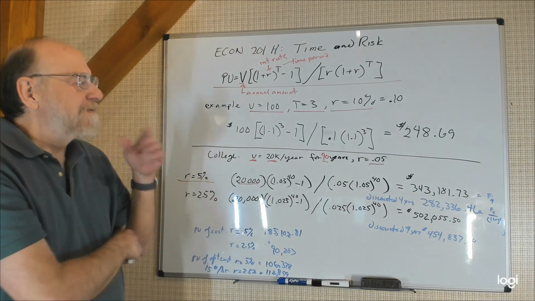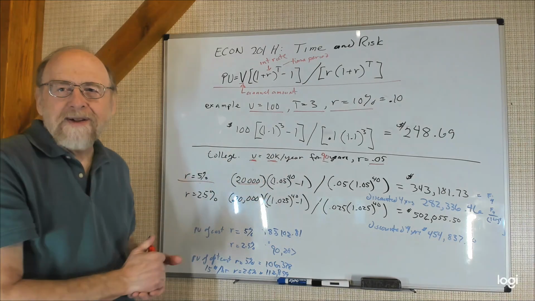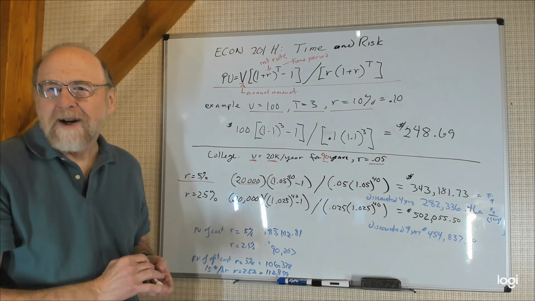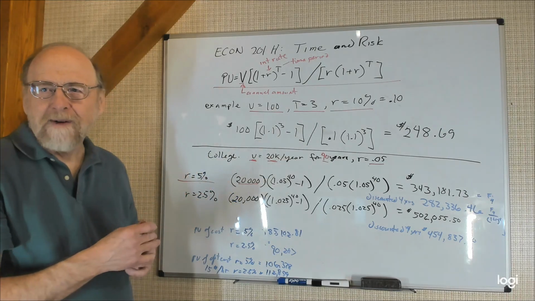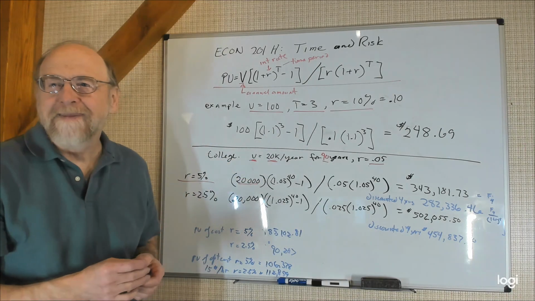Okay. So this is how you do net benefit calculations when there's a significant time element that you want to think about, and one that takes account of the opportunity cost of your money being tied up in your education.